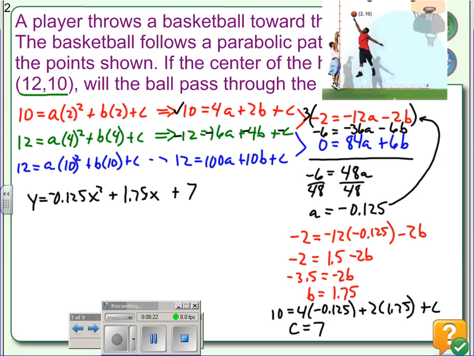So now we still want to know, does the ball go through the hoop? Since the hoop is located at the point 12, 10, we're going to put 12 in for x and see if the equation equals 10. So we're checking to see, does 10 equal what we get when we plug 12 in?